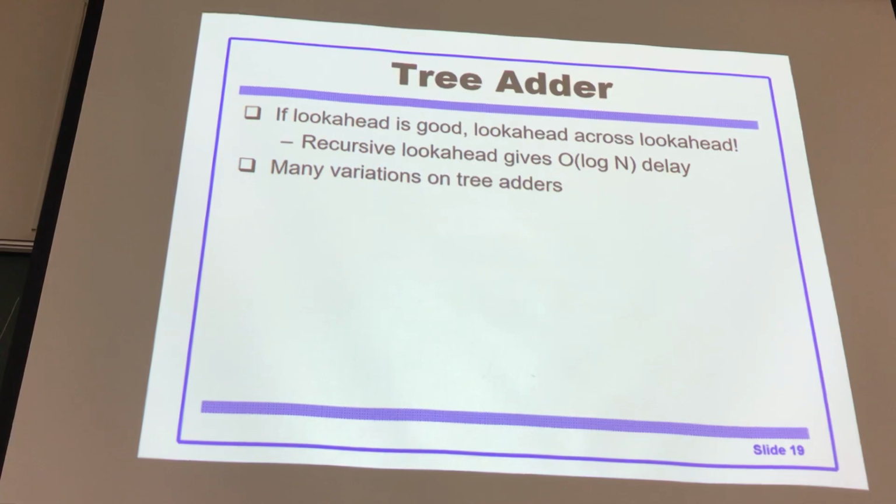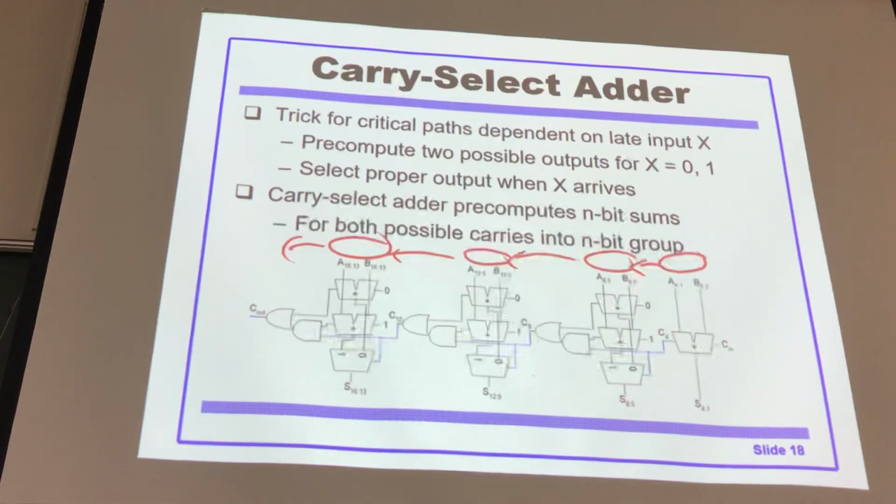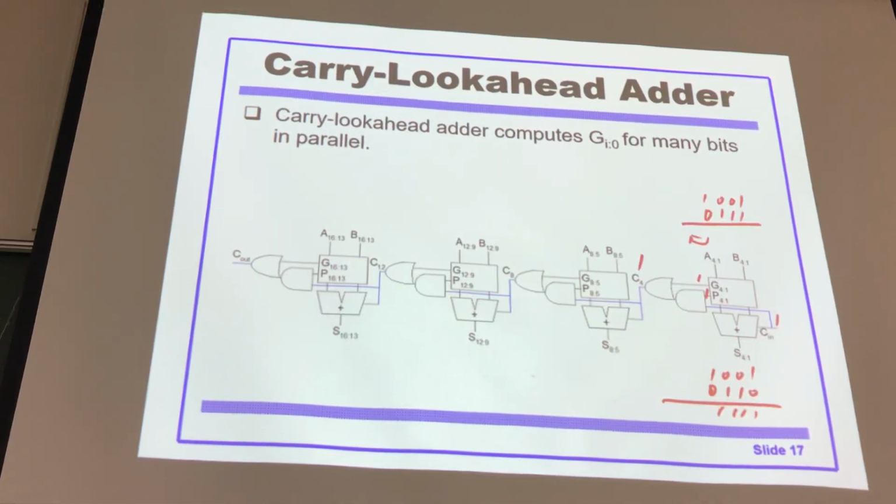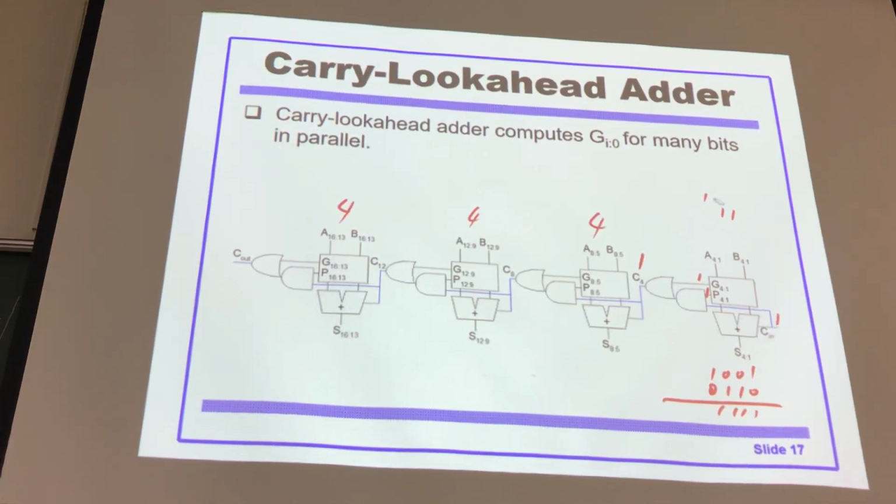Free adder. If look ahead is good, look ahead across look ahead. For example, this current look ahead adder, each group is 4 bit, right? 4 bit, 4 bit, 4 bit, and 4 bit.